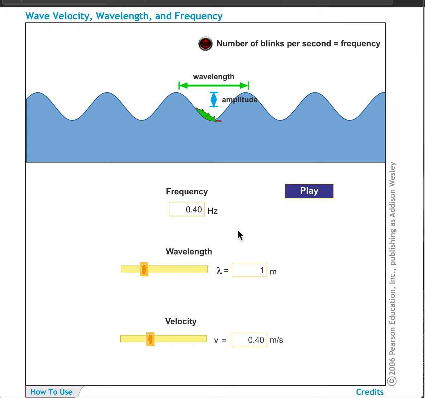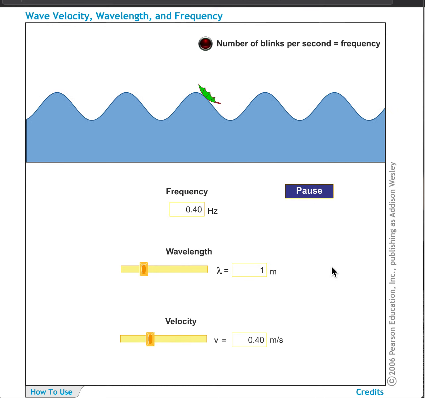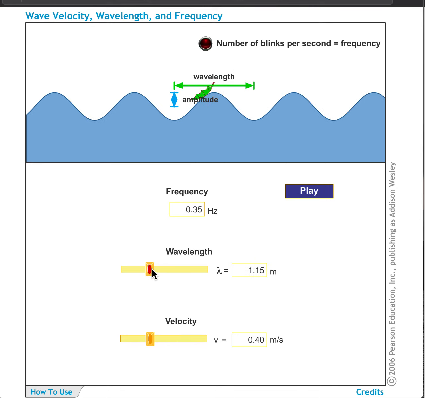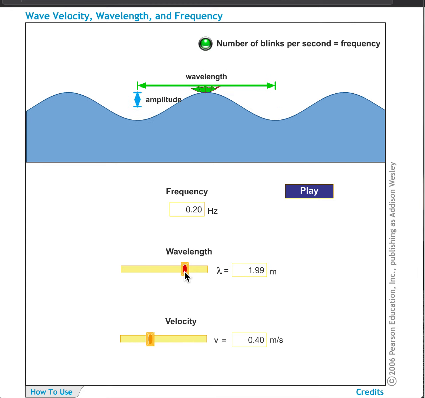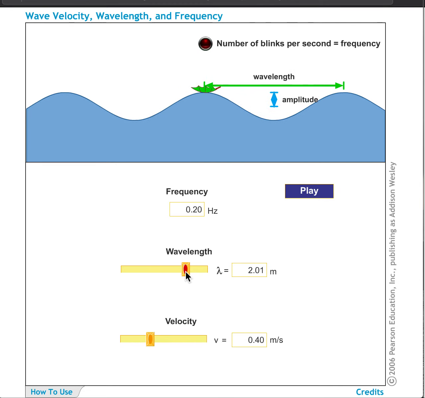So there's an inverse relationship between wavelength and frequency. As you double the wavelength, you decrease the frequency by a factor of 1/2. So now let's do the same thing again, and let's see what happens if I make this 2. Oops, there we go. It's hard to get it right on.